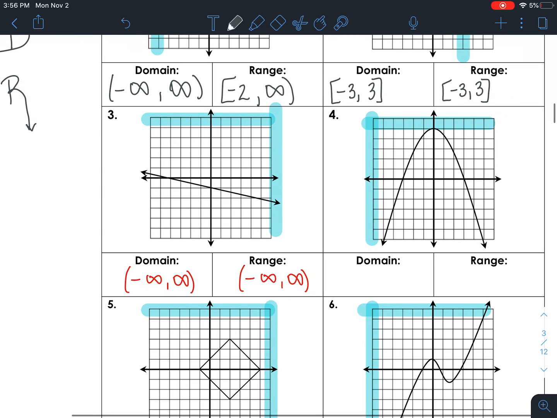3, I've already done for you. Those are negative infinity to positive infinity for both, because that line is just going to keep going on and on, forever down, forever up, forever left, and forever right.